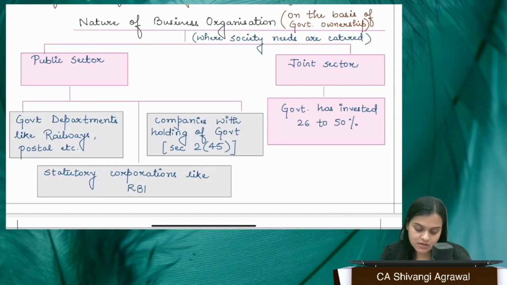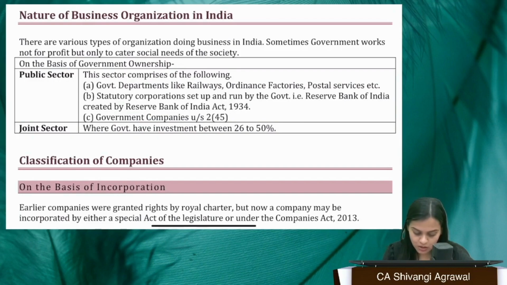So in the examination, there may be a question asked to you, like on the basis of government ownership, what are the two sectors? So you have to specify that we have a public sector, we have a joint sector. In public sector, you can say we have government departments, we have statutory corporations, we have government companies. In joint sector, we have entities where government invests between 26 to 50%. If it's more than that, then obviously it's a public sector, right?